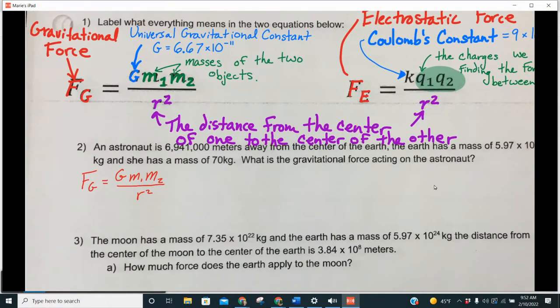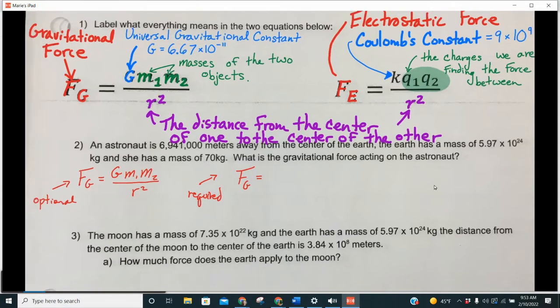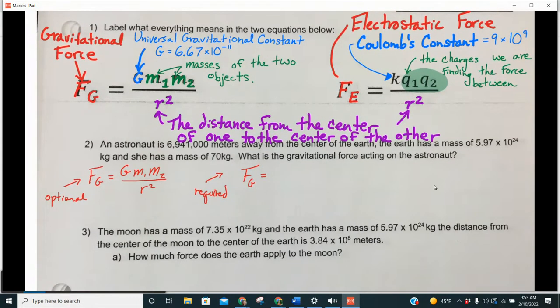Now, I am going to require that you write this next part. So this part is optional. And then this part is going to be required. So I want you to write FG equals, and then I want you to write all the numbers in. What is capital G? There's no G in the problem. What do I do? Oh, yeah, I have to use this thing. All right, so G is 6.67 times 10 to the negative 11th. All right, good.